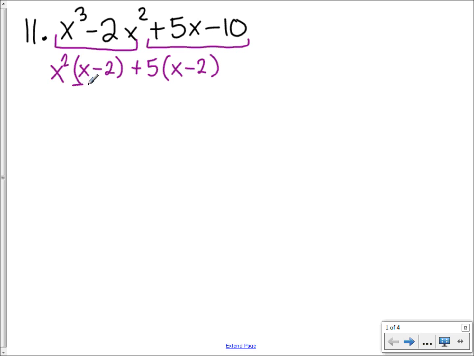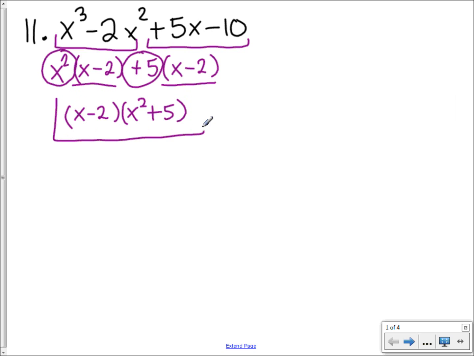Now I notice they both have this in common. So I write that first. Since I wrote this down already, the next step is to write what's left. The x squared and a plus 5. And it's factored. So number 12 is very similar to this. Now let's look at another one.